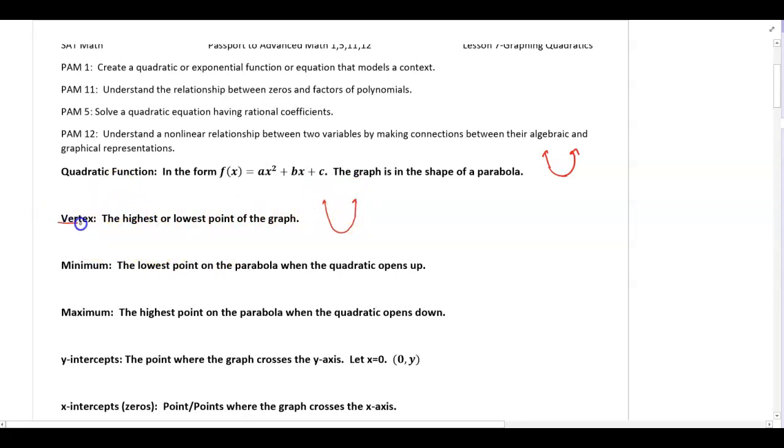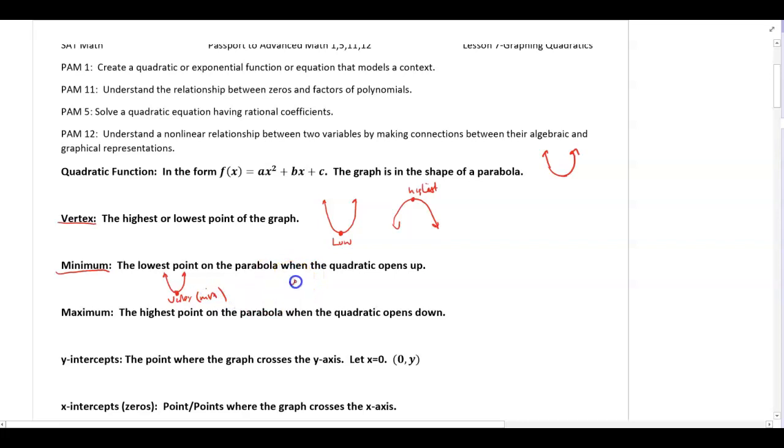Okay. Now, in a quadratic function, you have a vertex, which is the highest or lowest point on the graph. When the parabola opens up, it's the lowest point. When it opens down, it is the highest point. Now remember, when the graph opens up, it has a minimum, meaning the vertex is the lowest point. So when your vertex is the lowest point, that is a minimum, right?